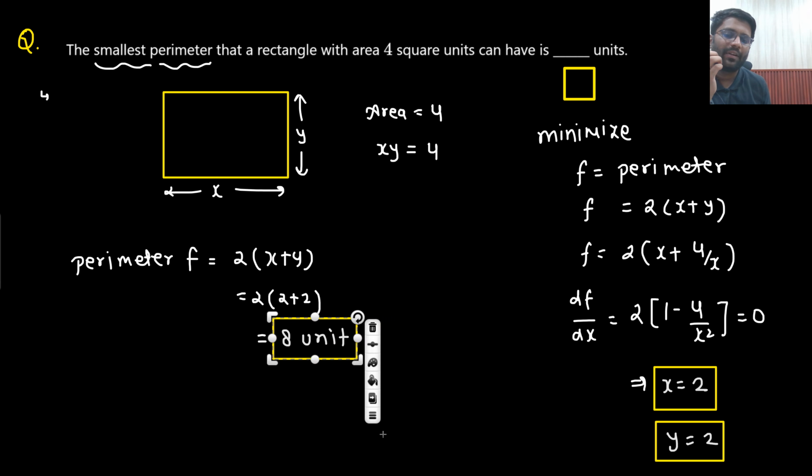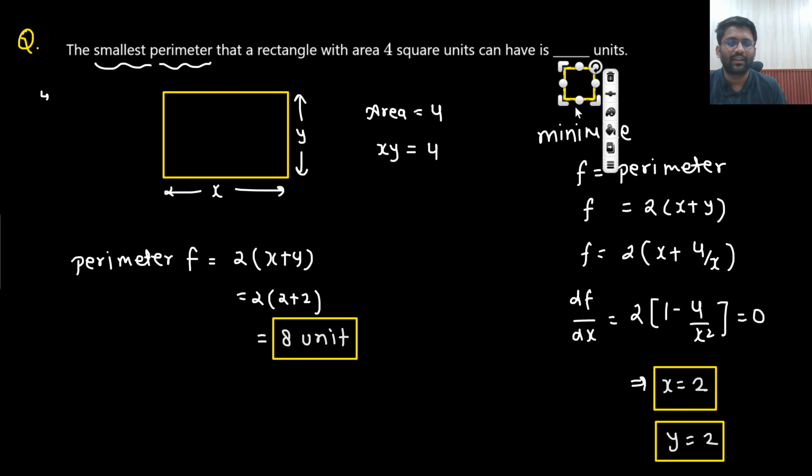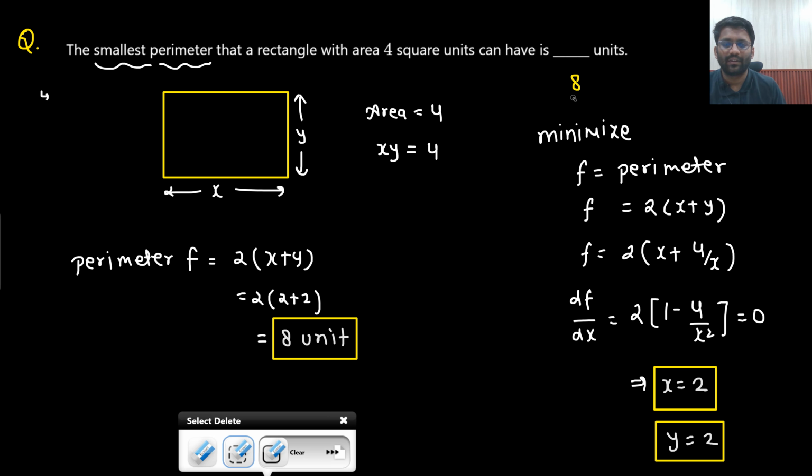So the value of the perimeter you need to find. What I did was I assumed the sides x and y, and the area was given, x into y equals 4. What will be the perimeter? 2 into (x plus y), that is x plus x plus y plus y. Just put the value and differentiate. x equals 2, y equals 2 you are getting. That means the perimeter is 2 into (2 plus 2), so 8 is the answer. The answer is nothing but 8 only.